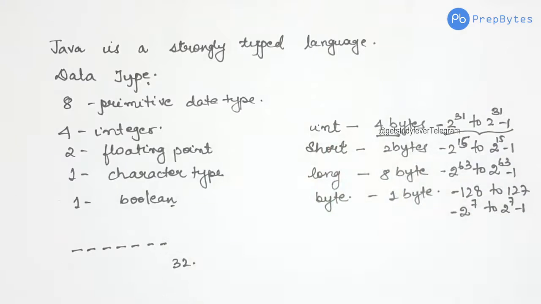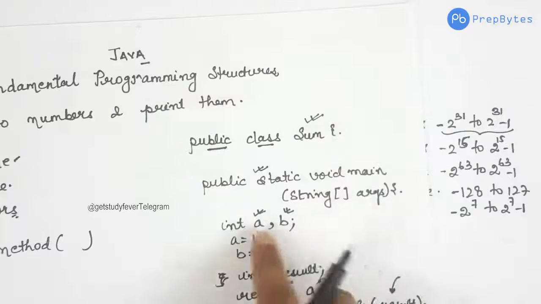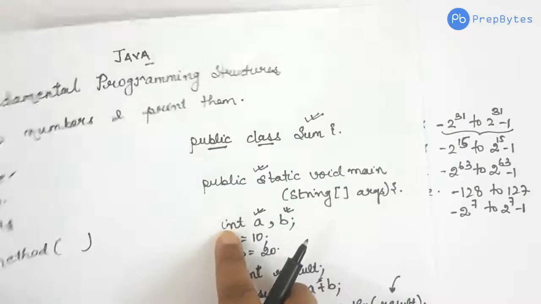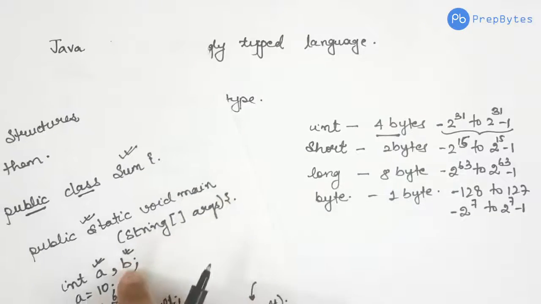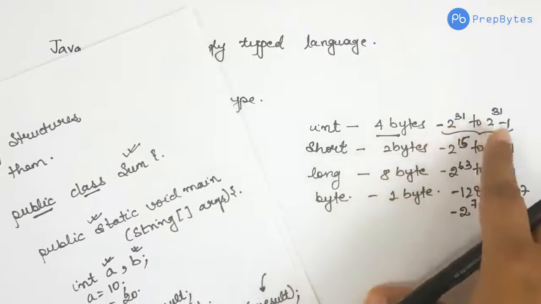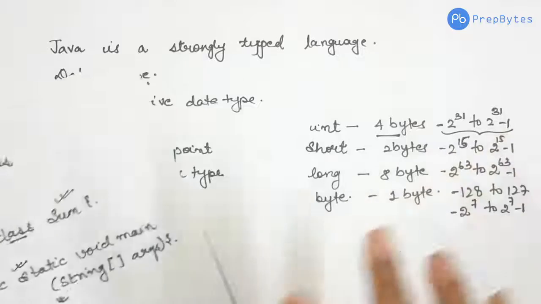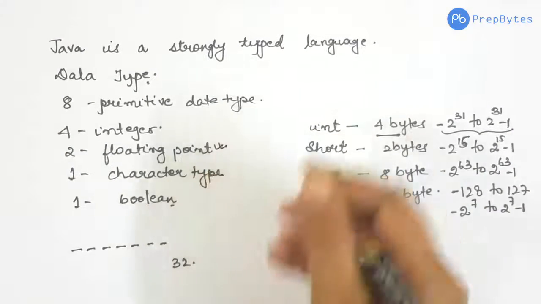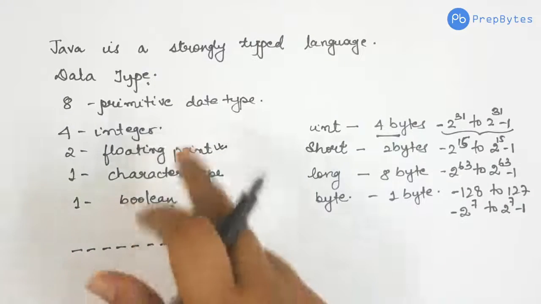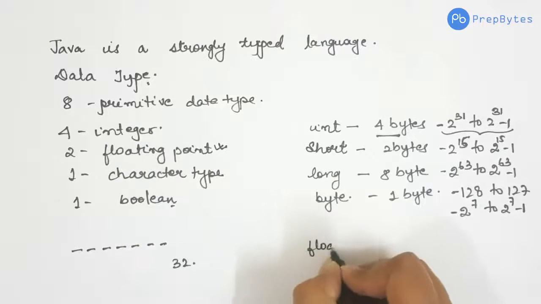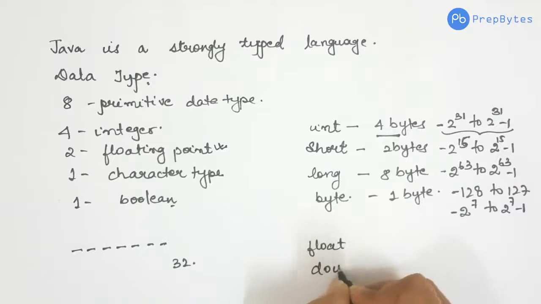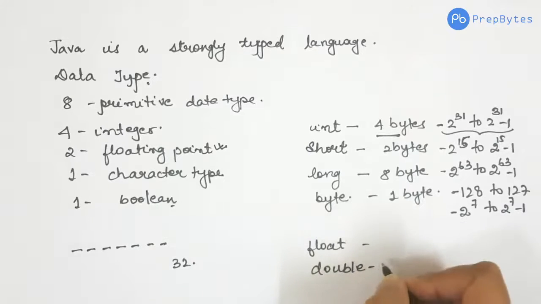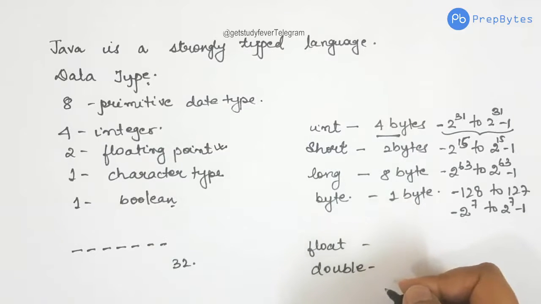So, in this case, if I have written that A is an int, which means that it can hold values from minus 2 to the power 31 to 2 to the power 31 minus 1. Okay. Now, talking about the next data type, which is floating point. So, here we have float and double. Both of these are used to store fractional numbers.